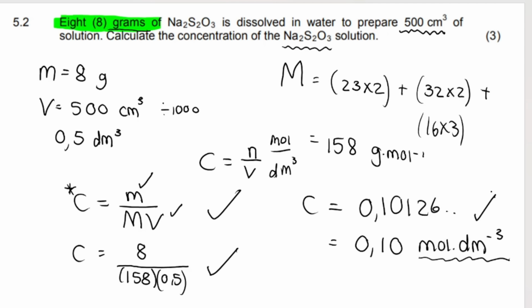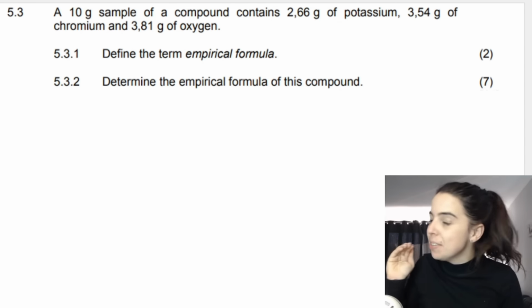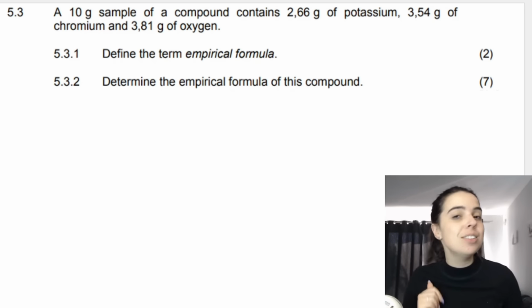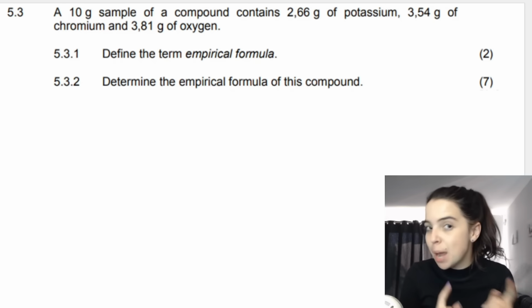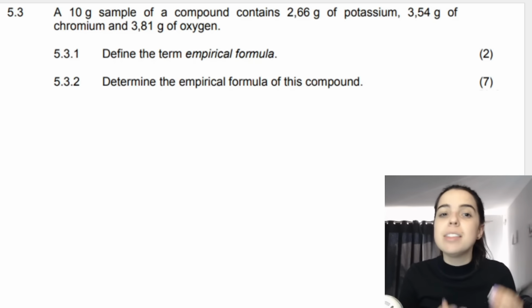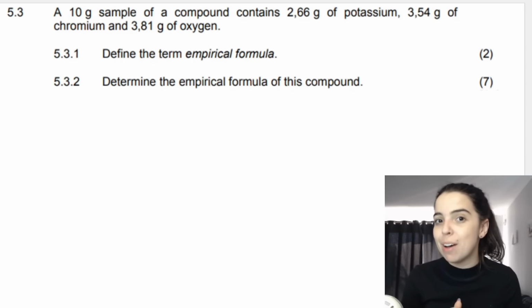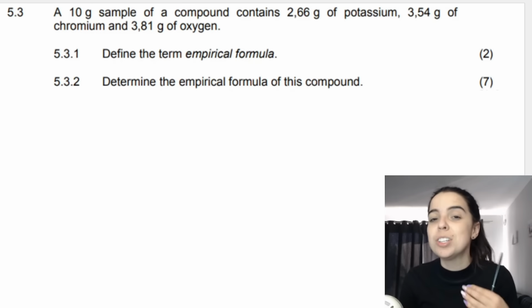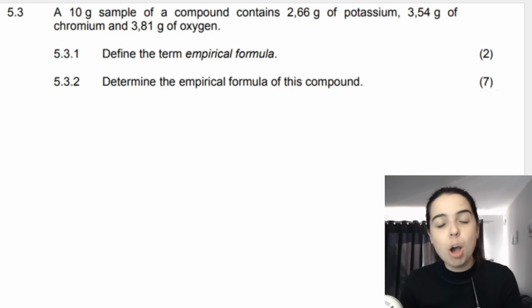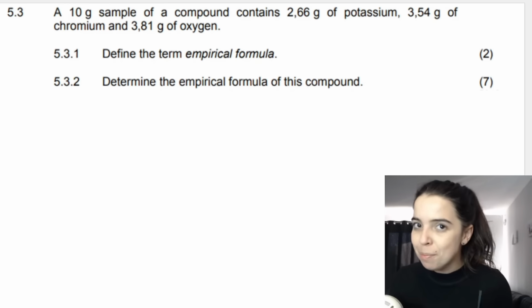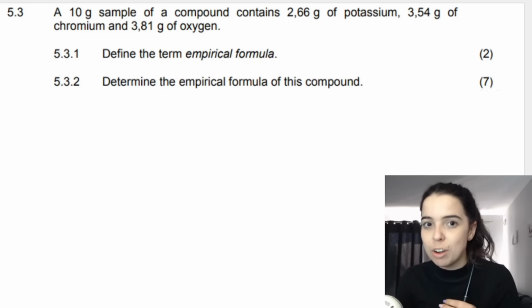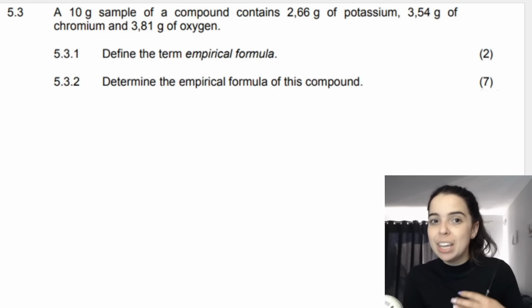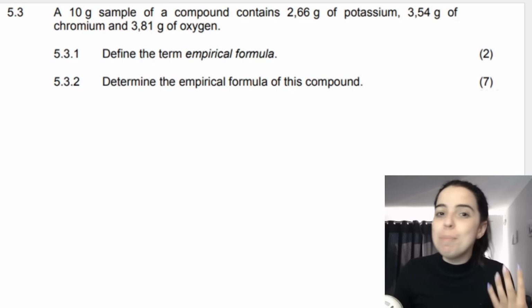Let's do another question. Now, 5.3 is something that you're taught in grade 10, you're tested on again in grade 11, and sometimes even in grade 12. They say there's a 10-gram sample of a compound, and they tell me it contains 2,66 grams of potassium, which is our element K, 3,54 grams of chromium, that is Cr, and 3,81 grams of oxygen, O. They want me to define the term empirical formula.